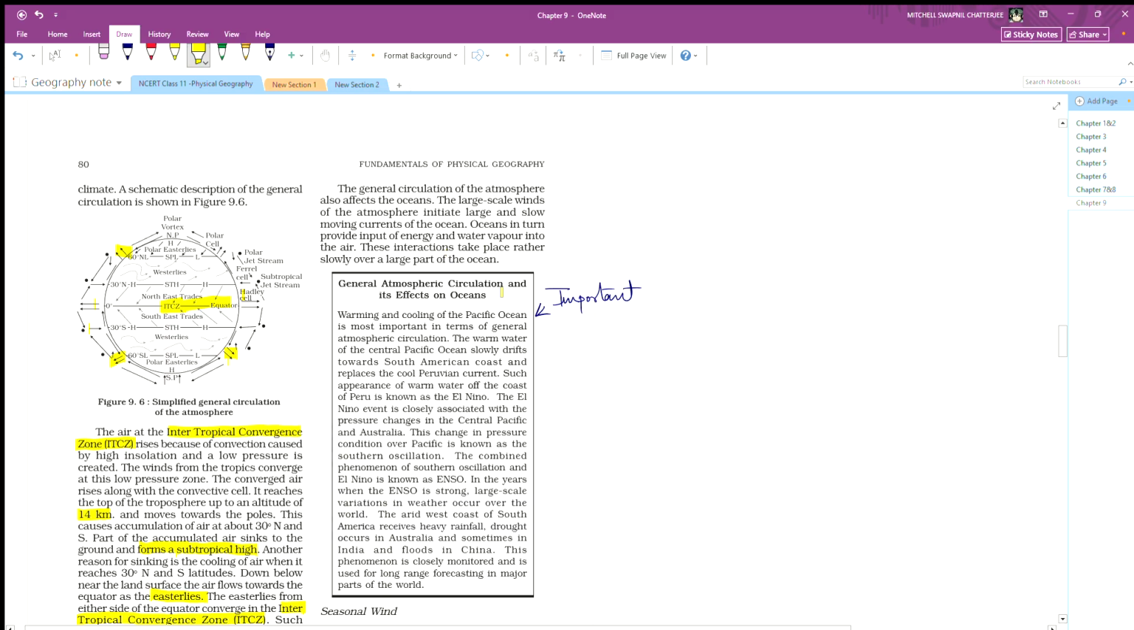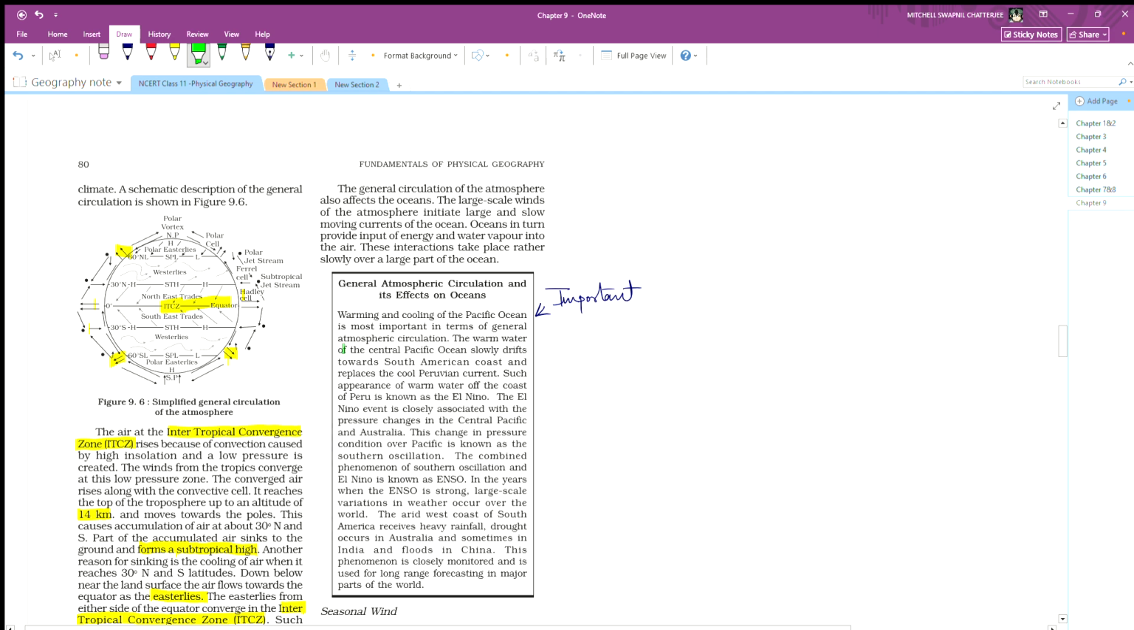General atmospheric circulation and its effect on the ocean. The warming and cooling of the Pacific Ocean is the most important in terms of general atmospheric circulation. So this is most important. I'm going to mark all of this. It is the most important in terms of atmospheric circulation.